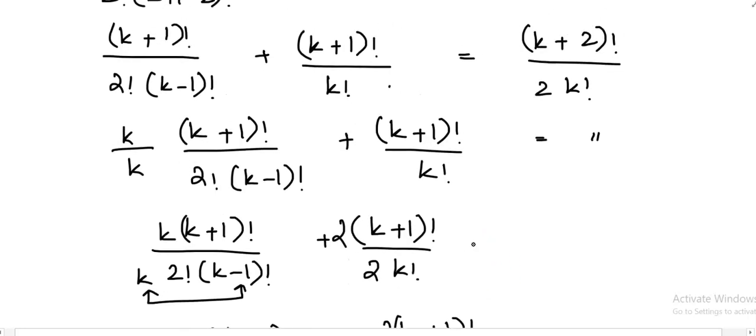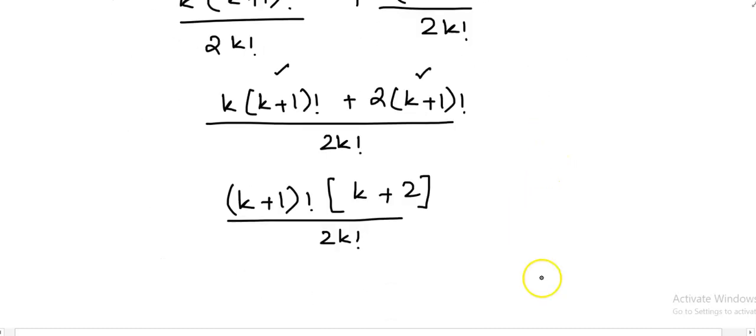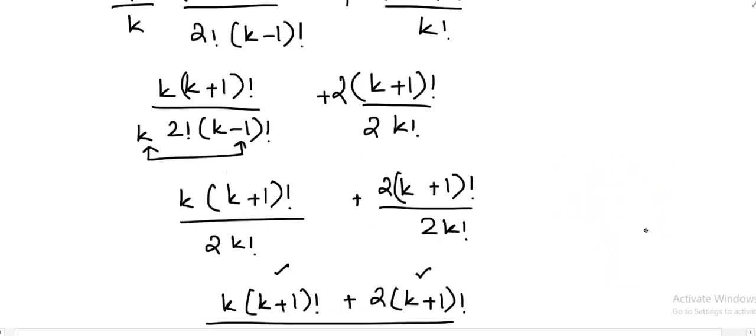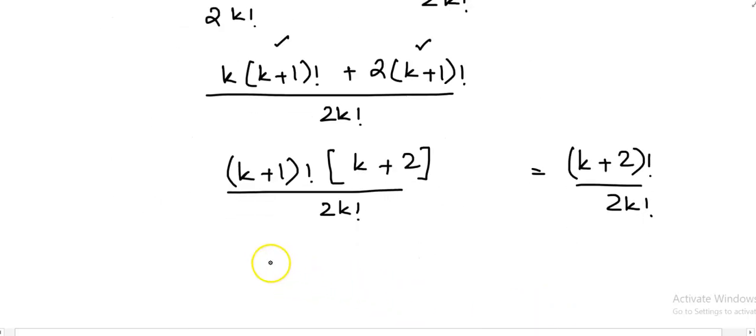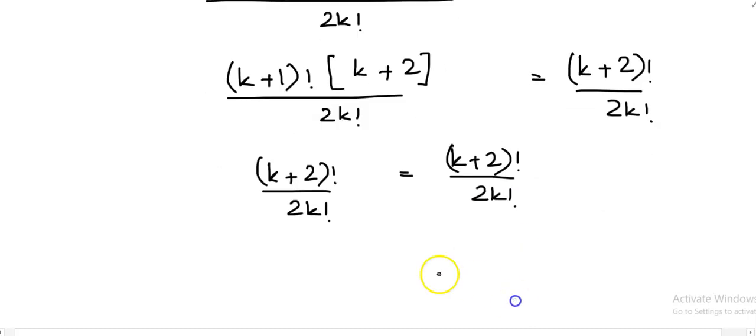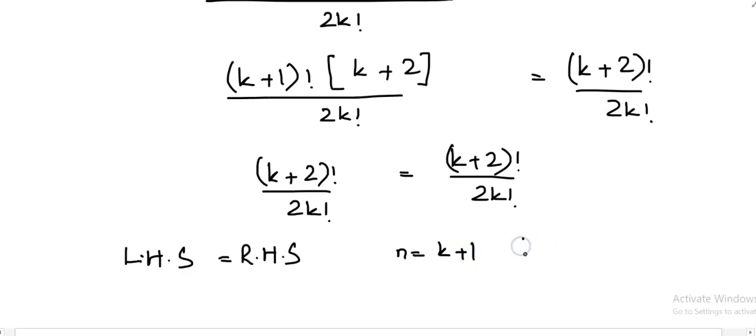So now if I go back, the right hand side was k plus 2 factorial divided by 2k factorial. Now is there a way I can make both the sides equal to each other? Yeah, I can do that, and this becomes k plus 2 factorial divided by 2k factorial, which is equal to k plus 2 factorial divided by 2k factorial. So yeah, because left hand side is equal to right hand side, this means that by the principle of mathematical induction, n is equal to k plus 1 is true as well, right?